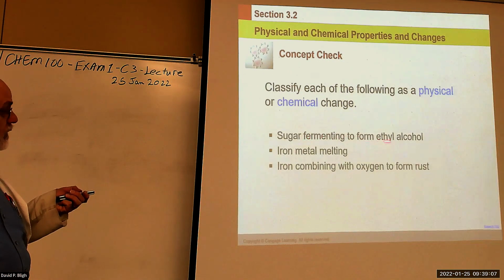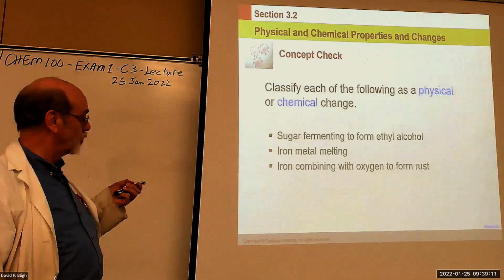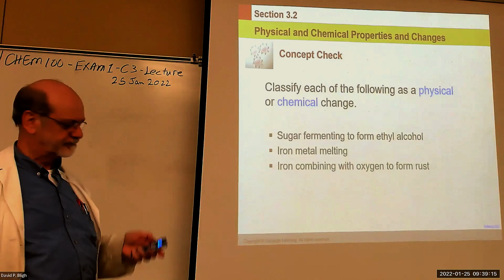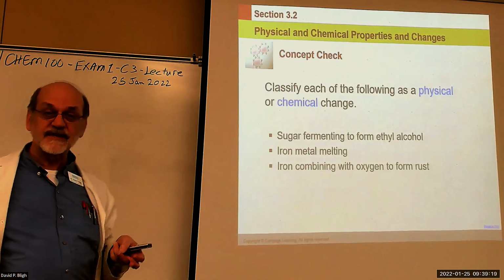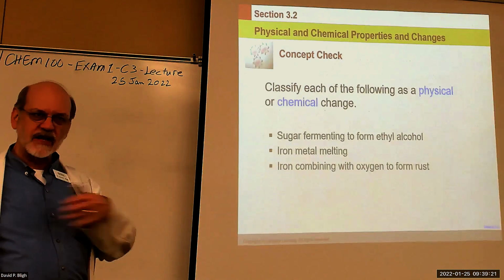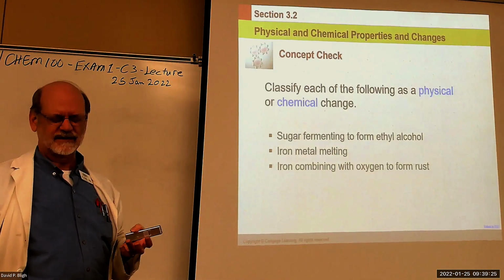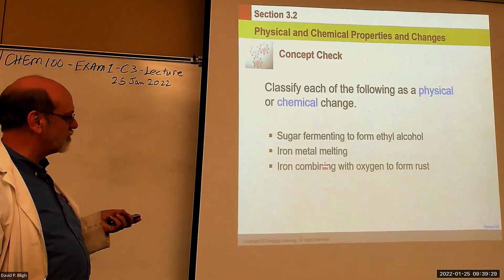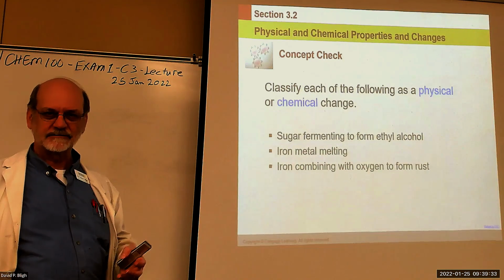Sugar fermenting to form ethyl alcohol. That's a chemical change. Right? We're changing the identity of sugar to ethanol plus some other stuff. Iron metal melting. It's a physical change. It simply changes its state. Now it does so at very high temperature, but it's a physical change. When iron combines with oxygen to form rust, we know that's a chemical change.